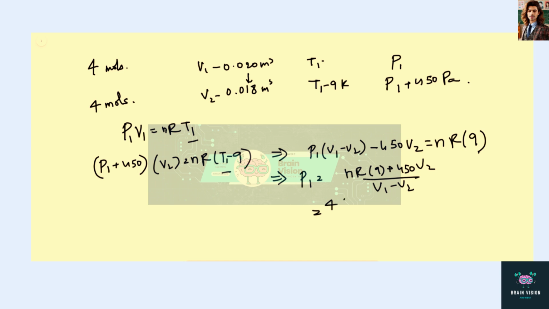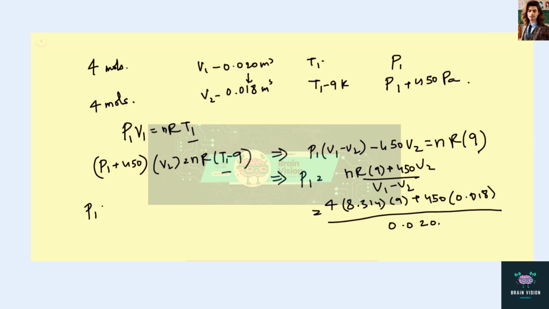Now n is 4 moles times R is 8.314 times 9 plus 450 times V2, which is 0.018 meter cube, divided by V1 minus V2, which is 0.002. That gives us P1 is equal to 1.537 into 10 power 5 pascals. We can write it as 1.5 into 10 power 5 pascals.